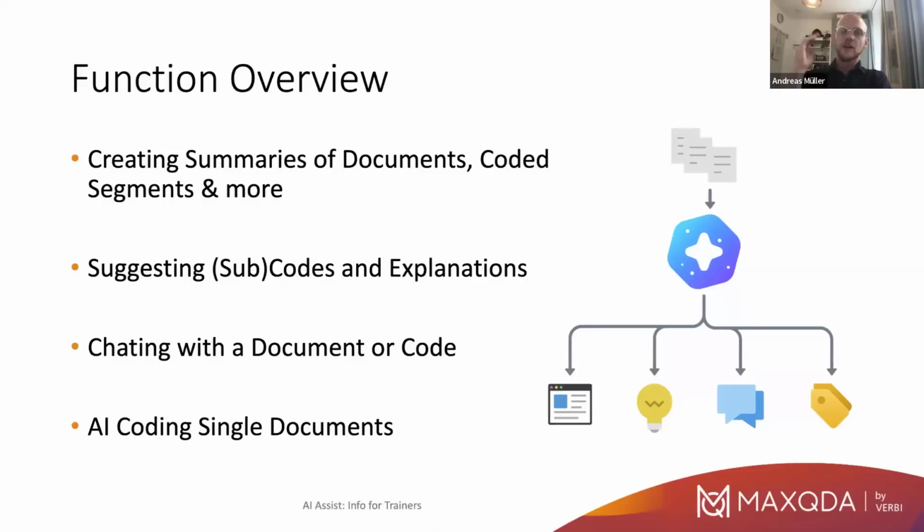MaxQDA. It can also be used to inspire you, to suggest new subcodes. And, like, how should I code this statement? It can make suggestions for you or explain unfamiliar terms to you. Then since a few months, we can also chat with 2 T's, chatting with a document or code. So this is a prompt-based interaction, either with a document or a code in its coded segments. And the latest is AI coding single documents. So there already comes a limitation, but you will see how that works in a second.